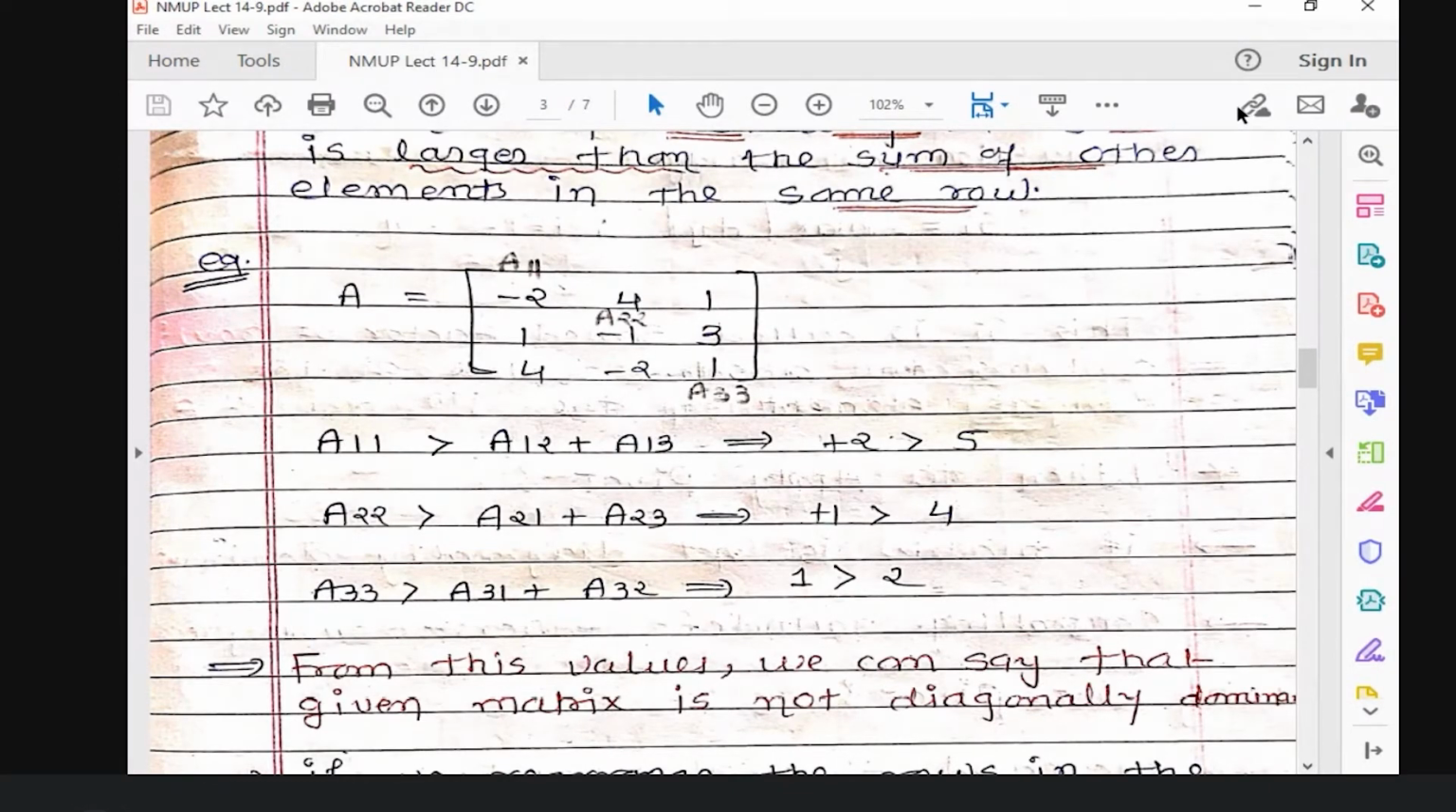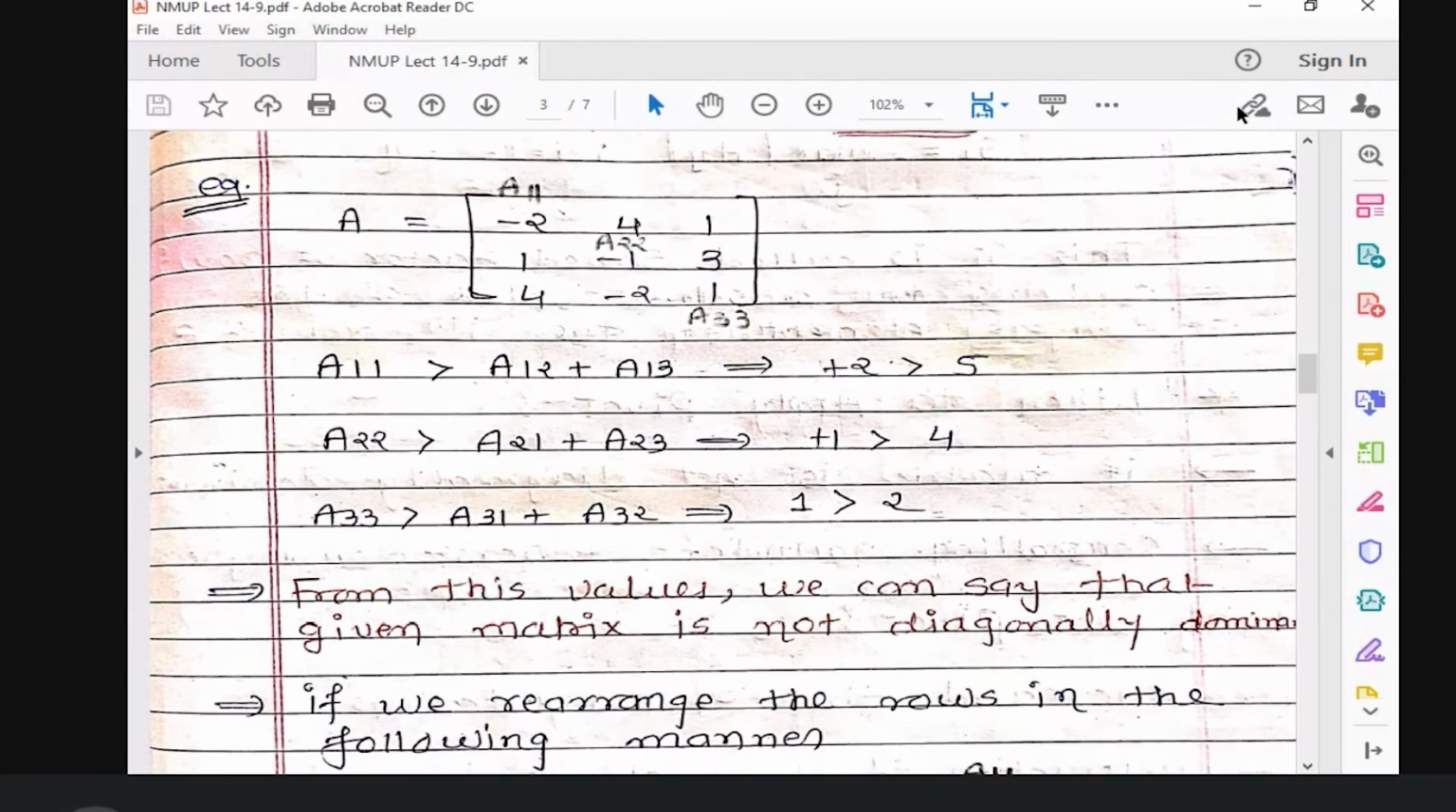Now A22. If we want to write the equation, A22 should be greater than A21 plus A23. So A22, which contains the value 1, should be greater than the addition of 1 and 3, that is equal to 4, which is not true, right?